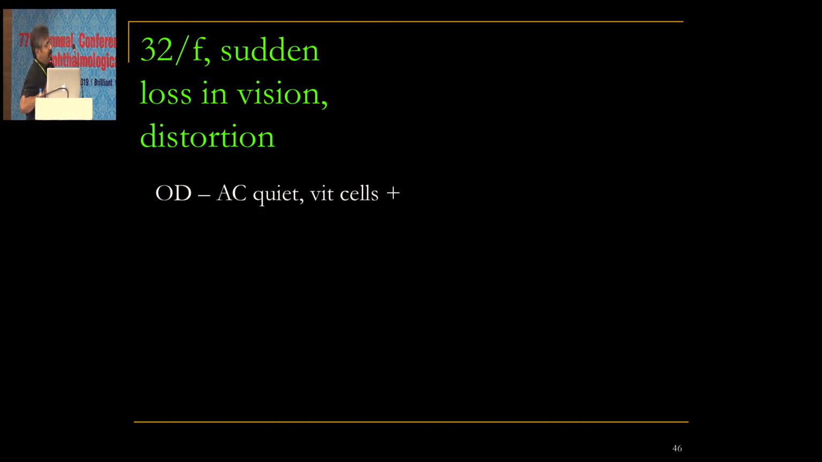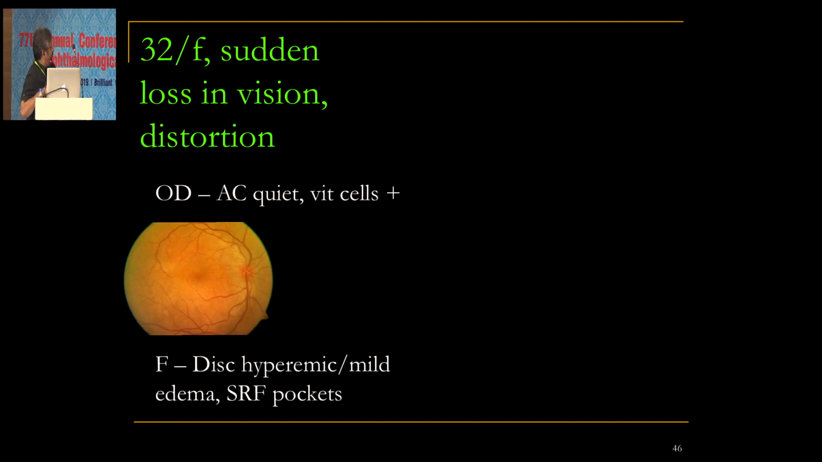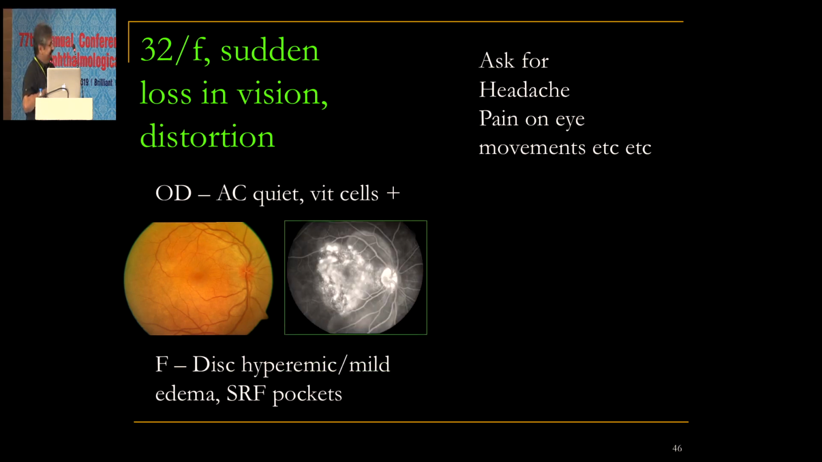This is a 32-year-old female with sudden loss of vision in the right eye. AC was quiet, with no cells. What could it be? Disc edema with subretinal fluid pockets. So the first differential is probably VKH. You ask for headache. Why ask about pain on eye movements? For which disease? Posterior scleritis. I want only PGs to answer, not the uveitis specialists.